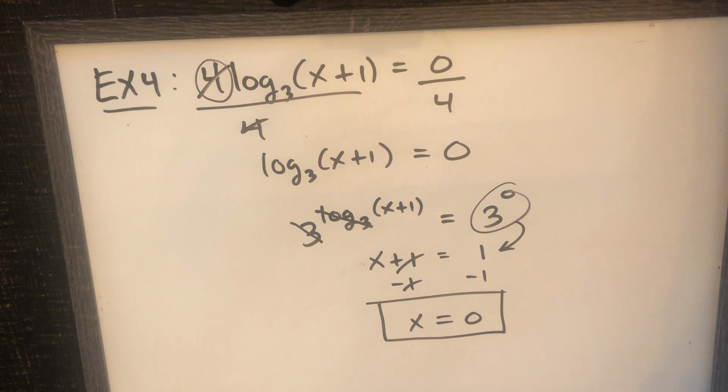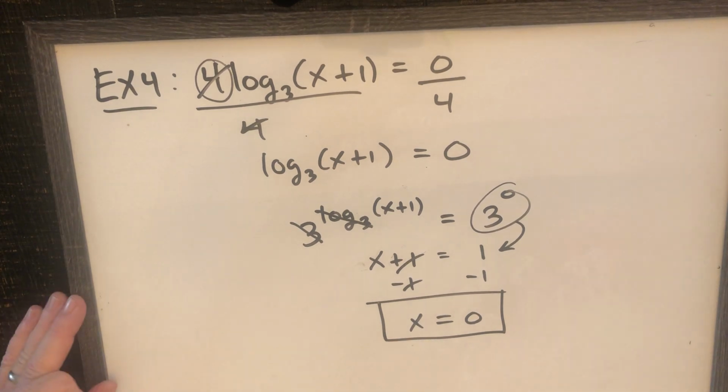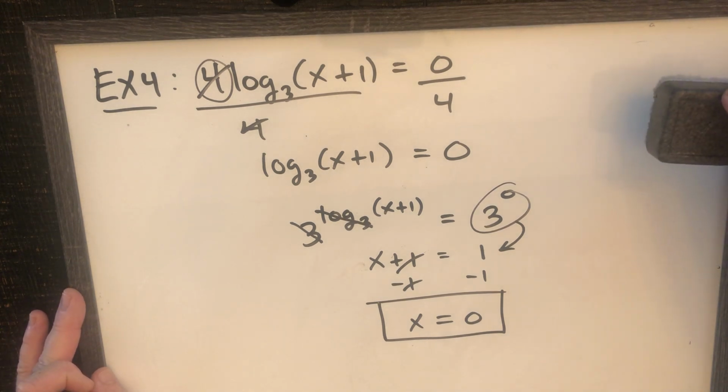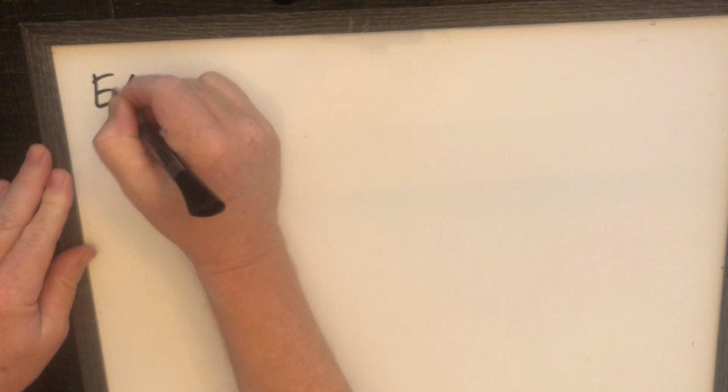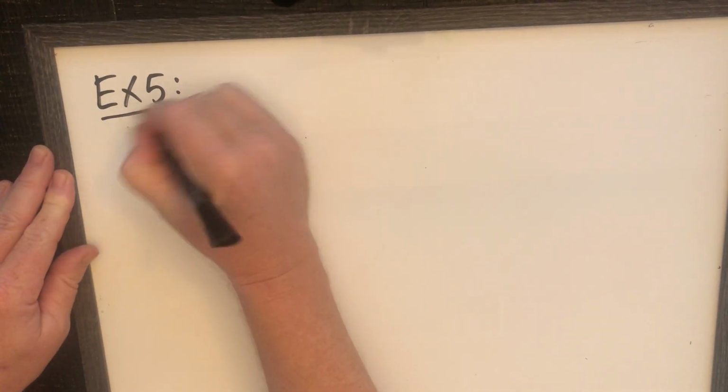Let's try another one. That one was just too trivial. So moving right along. Example 5. Maybe this one will work out a little bit nicer.